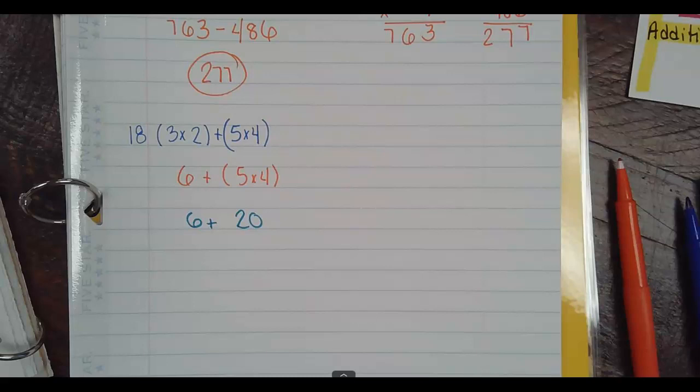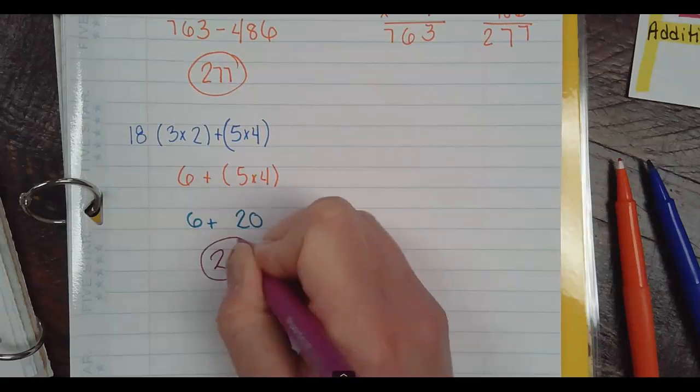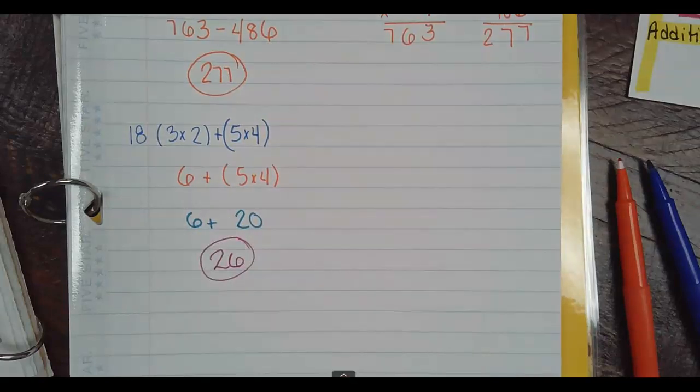26. 26 tickets? How much is a ticket usually at the fair? $10. $10 for a ticket? Yeah. For one ticket? No. Okay, fair enough. That's fair enough.